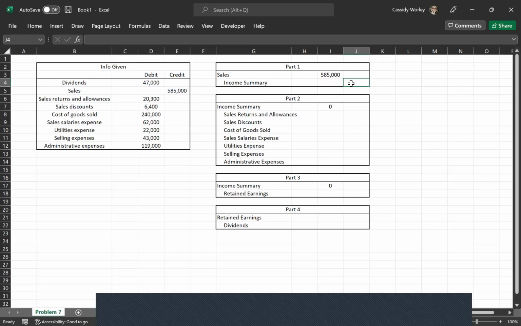That's the permanent account. Sales is the temporary account that we use for just one period. So then that would equal this.